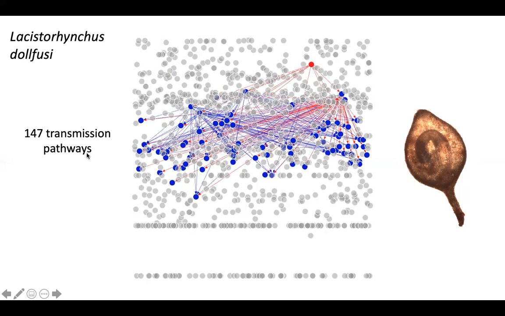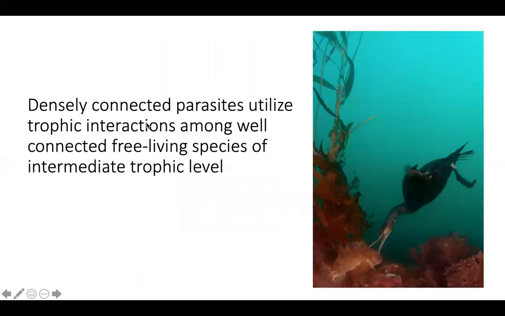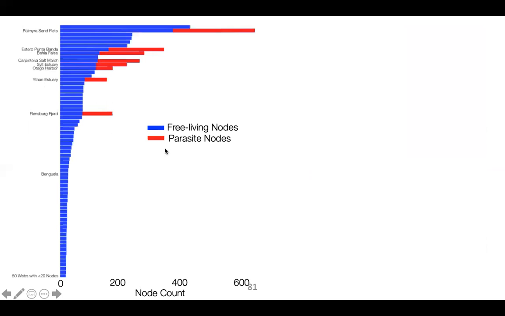And so you can see that these parasites are really embedded in the food web and are taking advantage of all of these interactions between the intermediate trophic levels and the top predators to complete their life cycle. So again, these really densely connected parasites are using these trophic interactions to survive and reproduce.